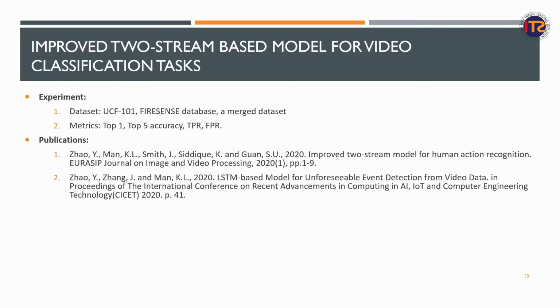In order to verify or test our model, we have done many experiments. We used the following datasets: UCF, the classical benchmark one that all the people use, and the FireSense database. Also for experiments, we have created our own merged dataset. Later on, I will present the experimental results together with pictures, to show the accuracy of our proposed model is better than the existing models. I will present the experimental results for all models developed in our research over the past few years at the end of this presentation. This is the paper we wrote related to this improved two-stream based model for video classification tasks.